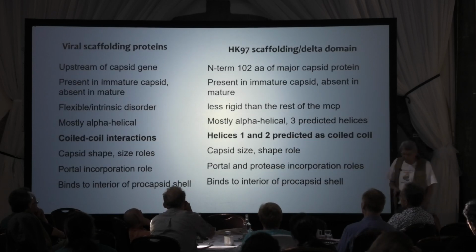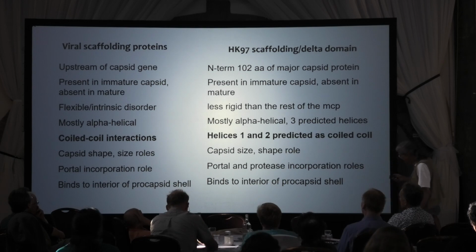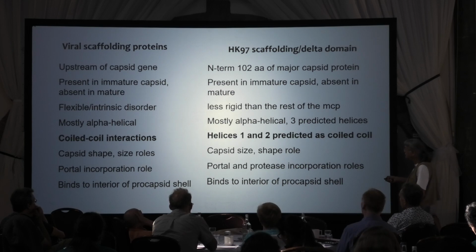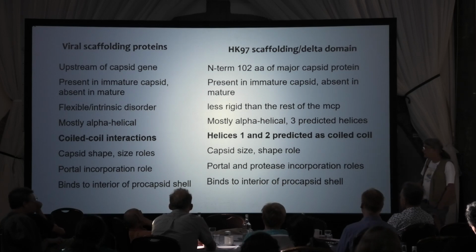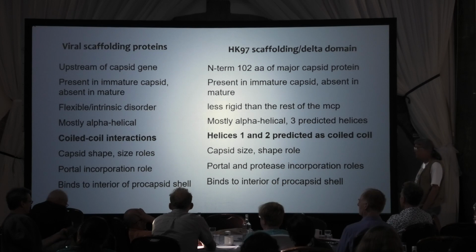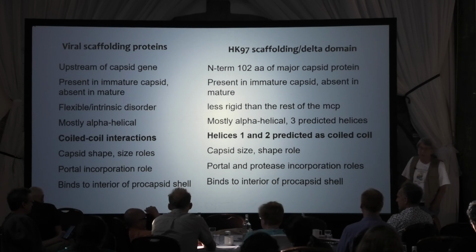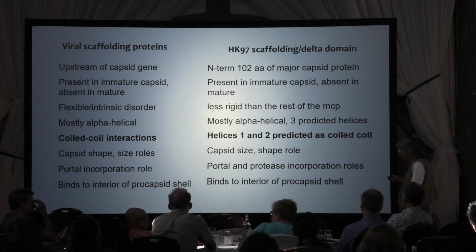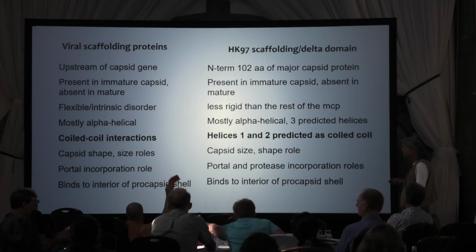So scaffolding proteins have a number of functions. I've just listed them here and I'll go over them really quickly. They're usually upstream of the capsid gene. They're present in the immature capsid and absent in the mature. They're sometimes predicted to be flexible or have intrinsic disorder. They're also predicted to be largely alpha helical, and in the case of HK97, no matter how we measure it, the scaffold protein has been biophysically measured as alpha helical years ago, and you've seen evidence that it is alpha helical actually in the particle.